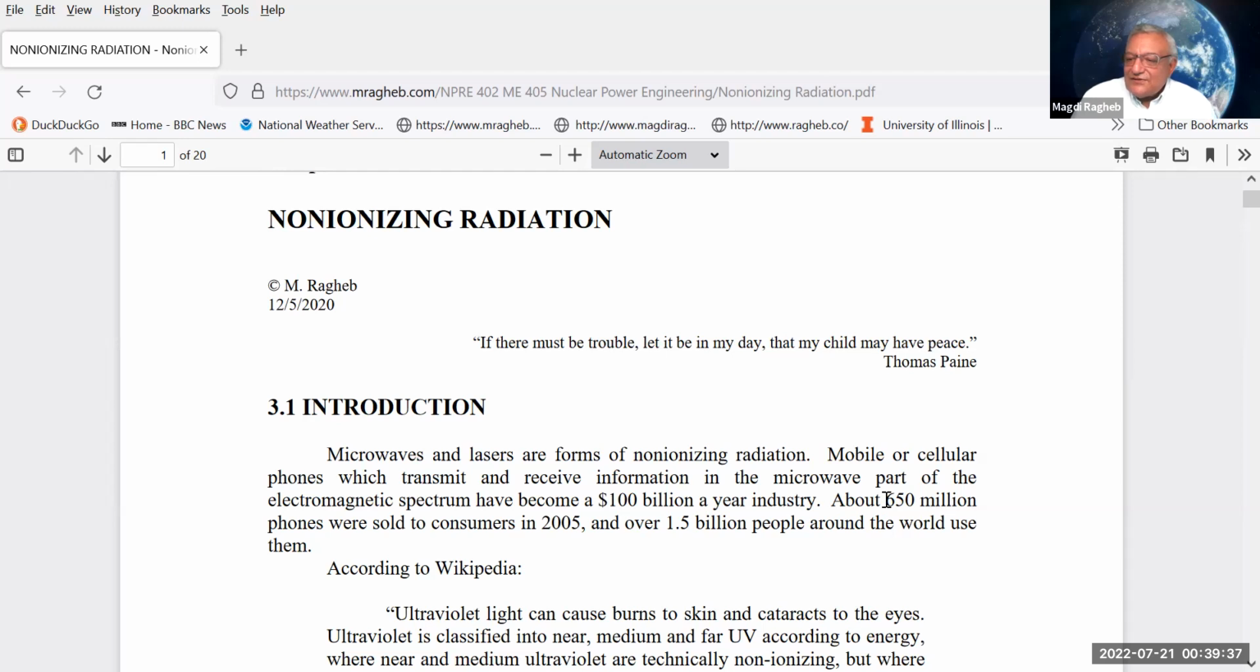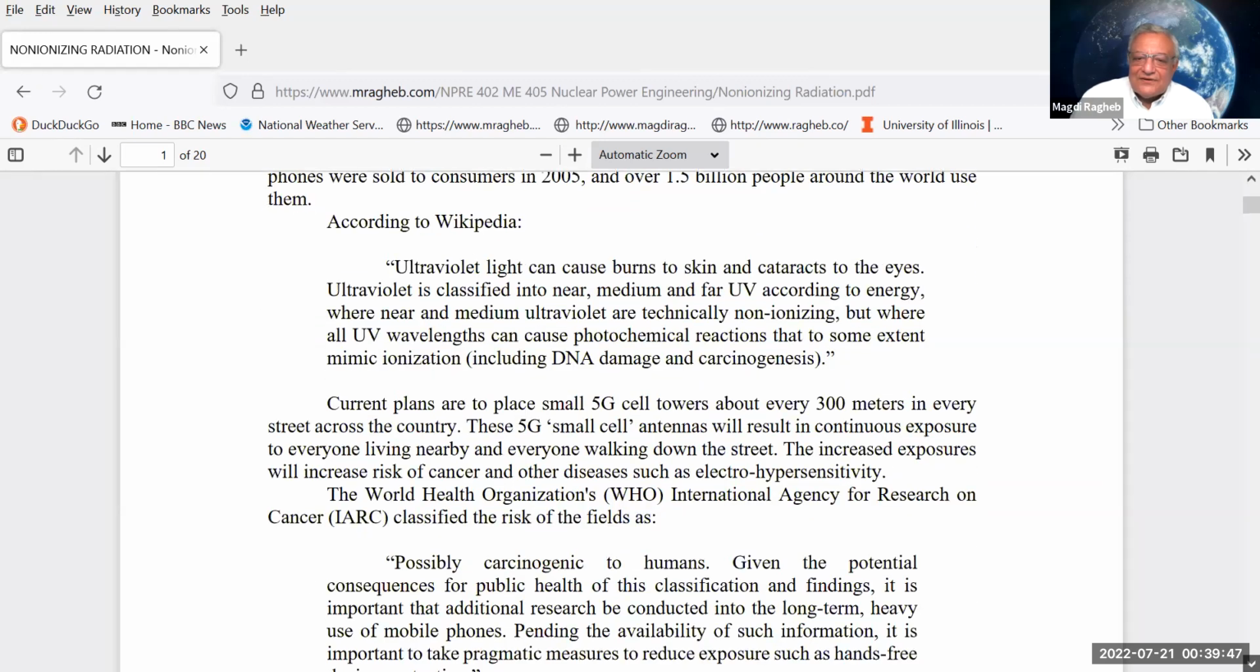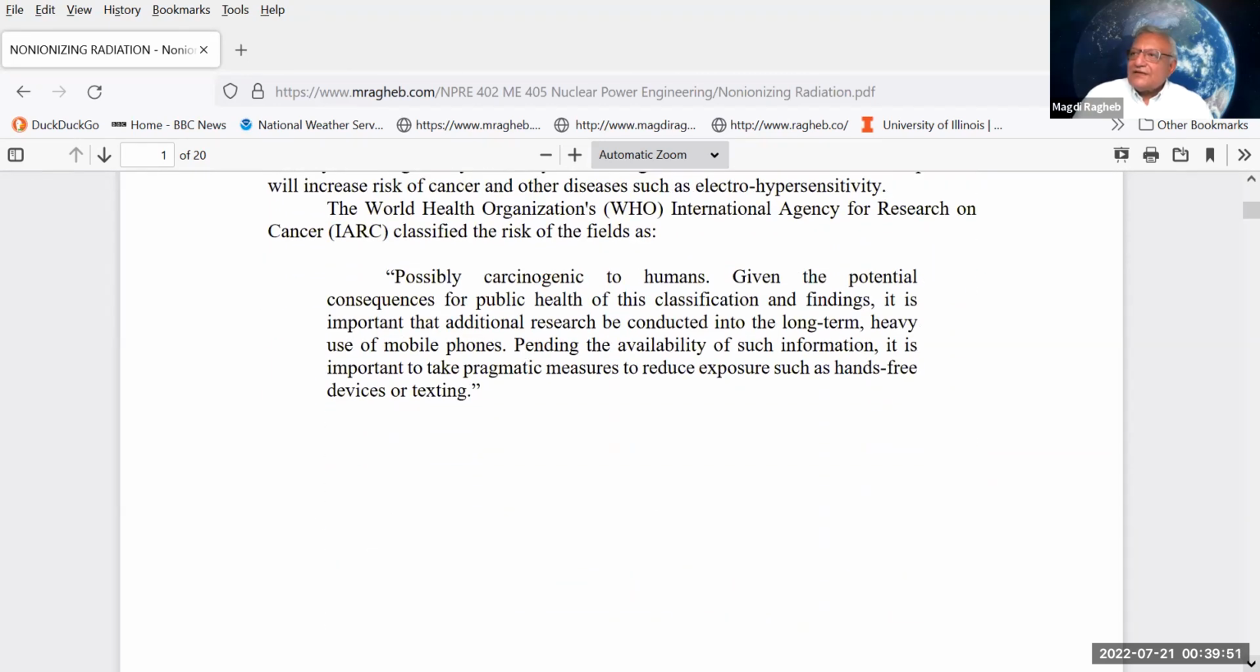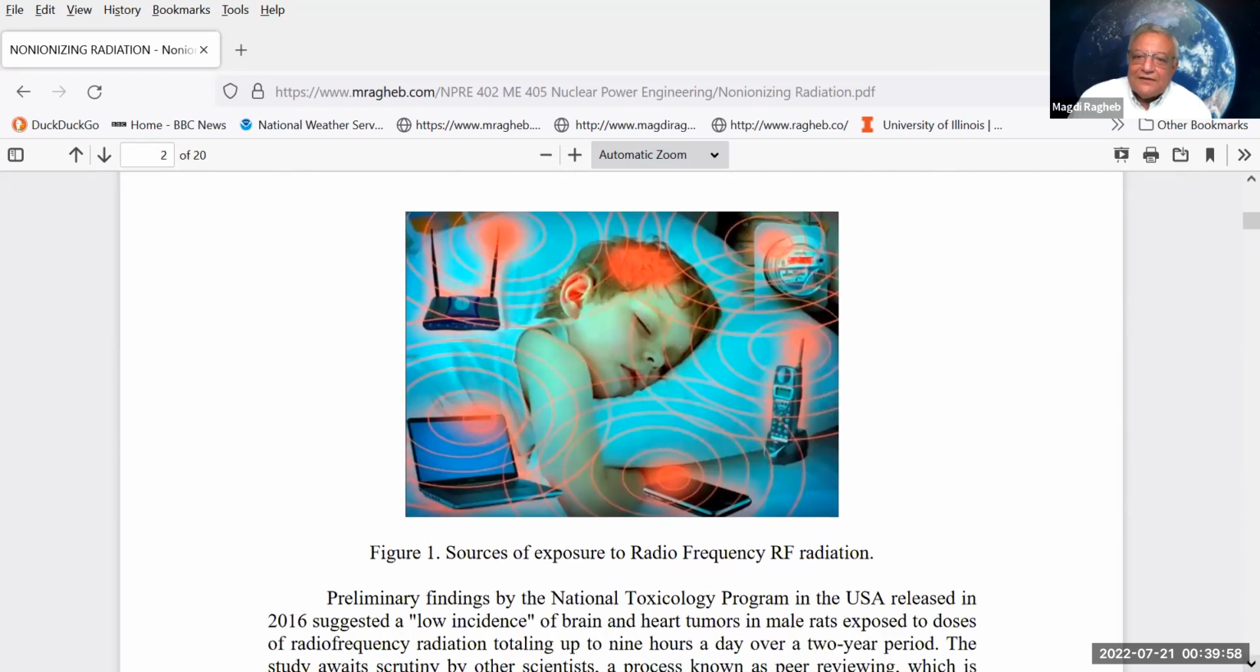People suggest we have 650 million phones sold to about 1.5 billion people. One fourth of humanity is basically using non-ionizing radiation in the form of microwaves. I'll invite you to read it very quickly. These are sources of exposure to radio frequency radiation. Any laptop computer's screen is definitely generating microwaves. Phones, even meters that measure your electricity are emitting radiation, so that a meter reader can read it from a distance.